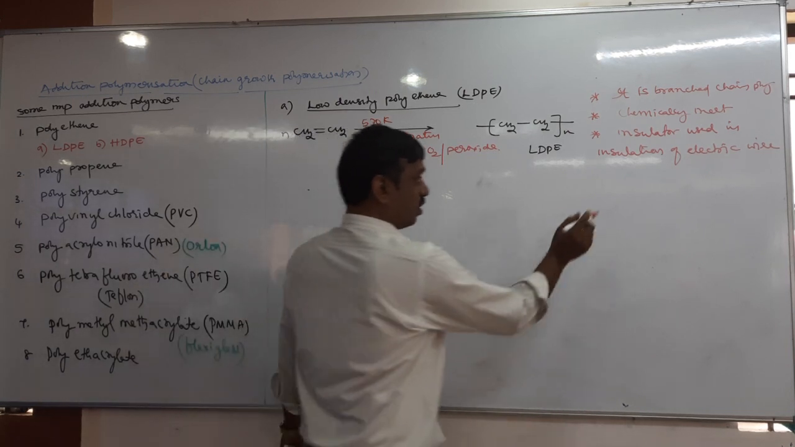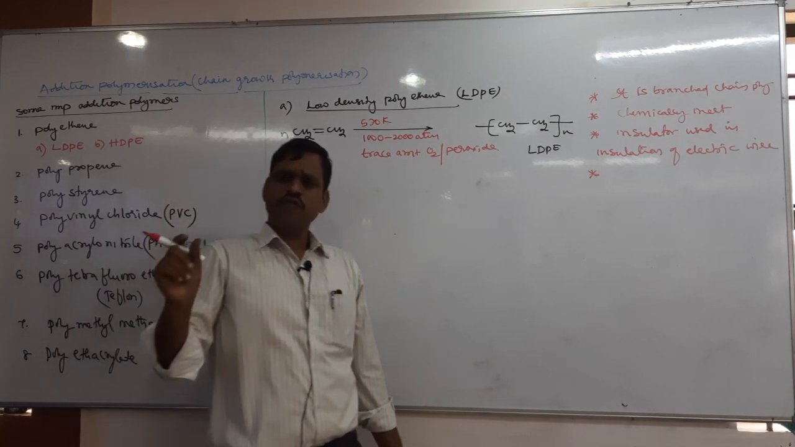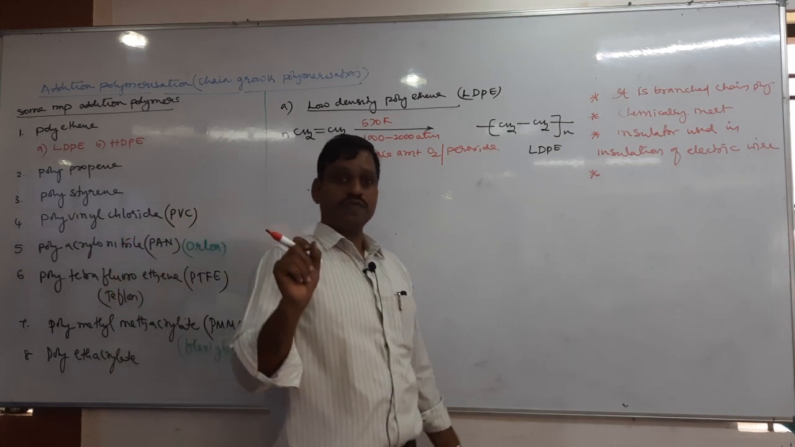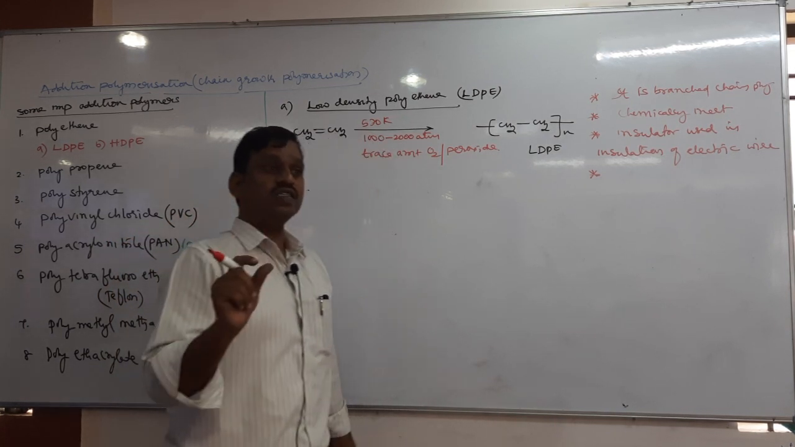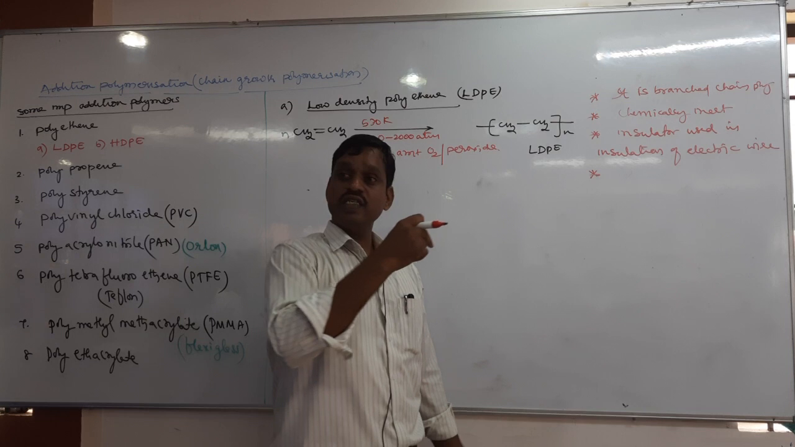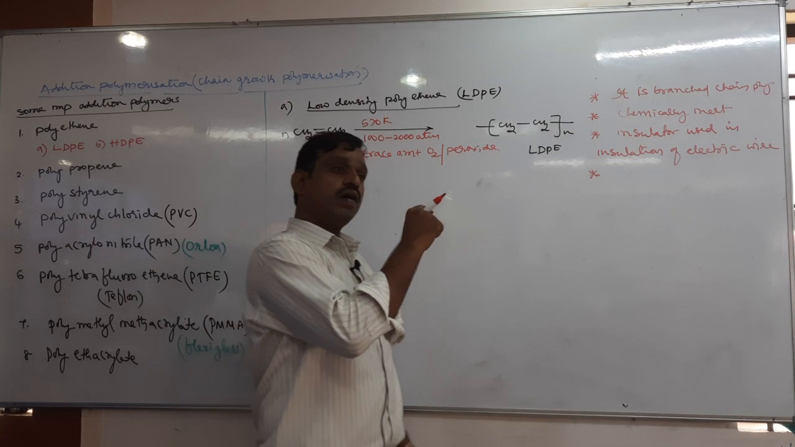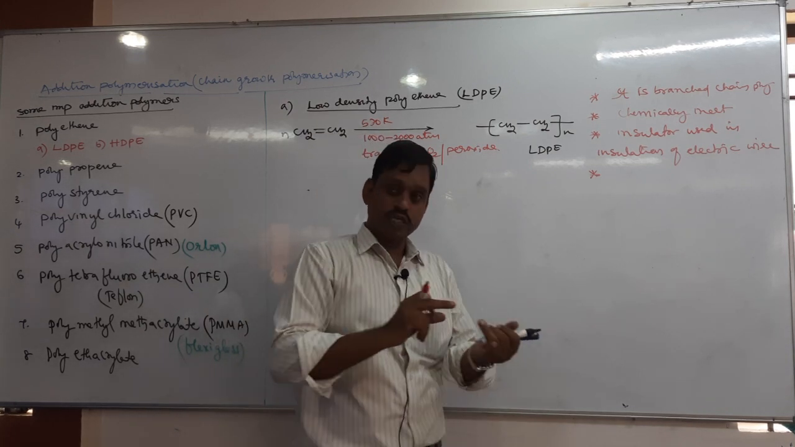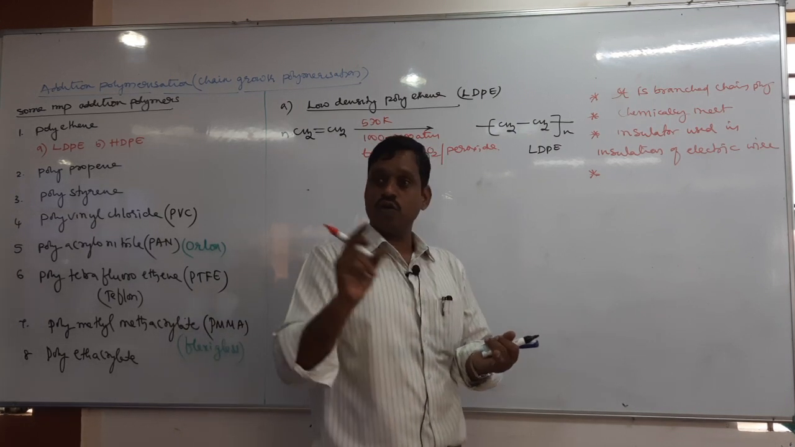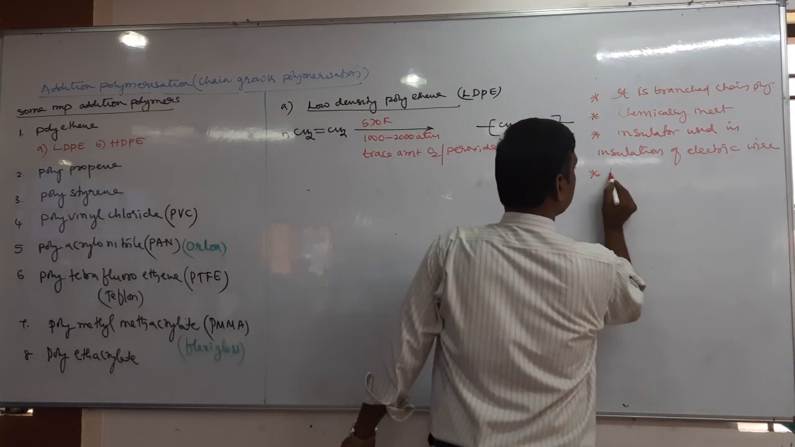And next, this low density polyethylene is not very hard, it is flexible. When compared to high density polyethylene, which is tough as well as more hard, this is flexible. Therefore, since it is a flexible polymer, it can be used in making flexible pipes, toys, bottles, etc.